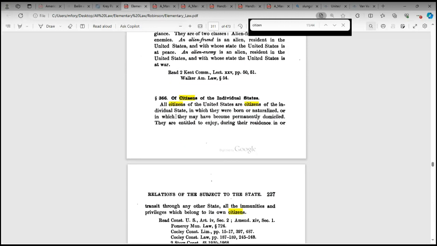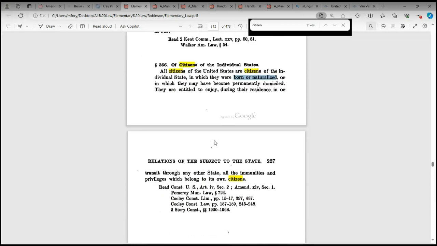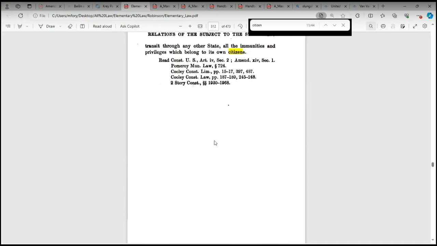Section 366 of citizens of the individual states. All citizens of the United States are citizens of the individual state in which they were born or naturalized. 2 things here. Or in which they may have become permanently domiciled. They are entitled to enjoy during their residence in or transit through any other state all the immunities and privileges which belong to its own citizens.